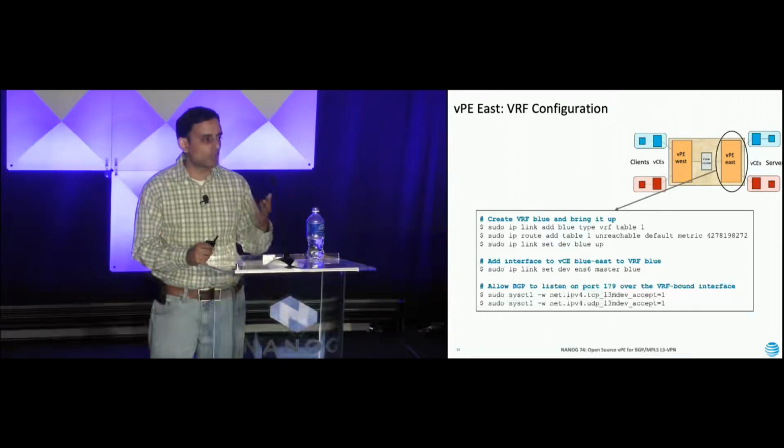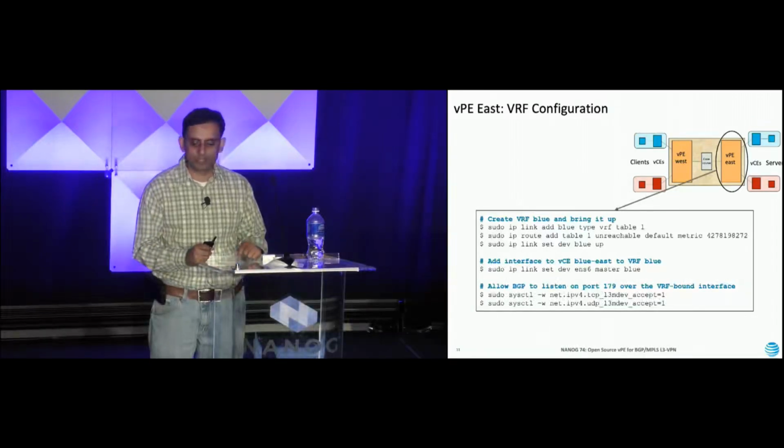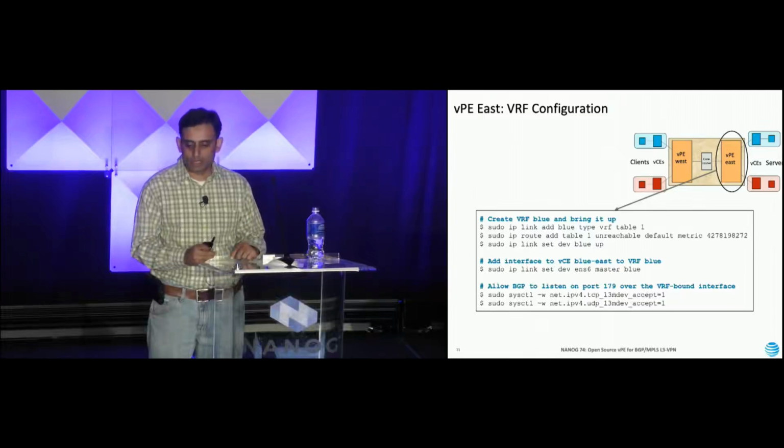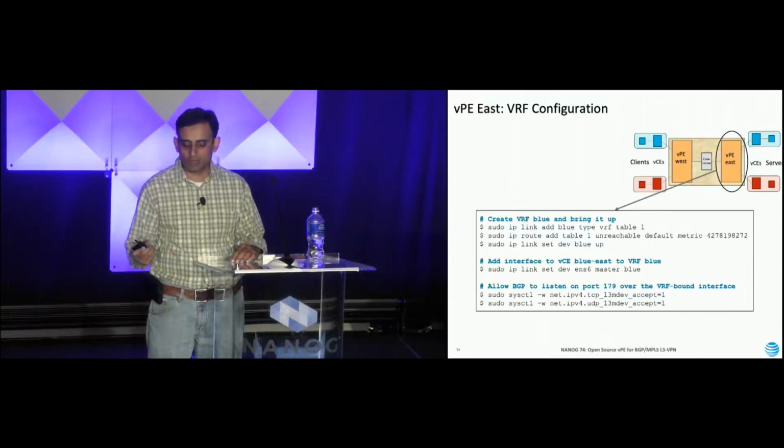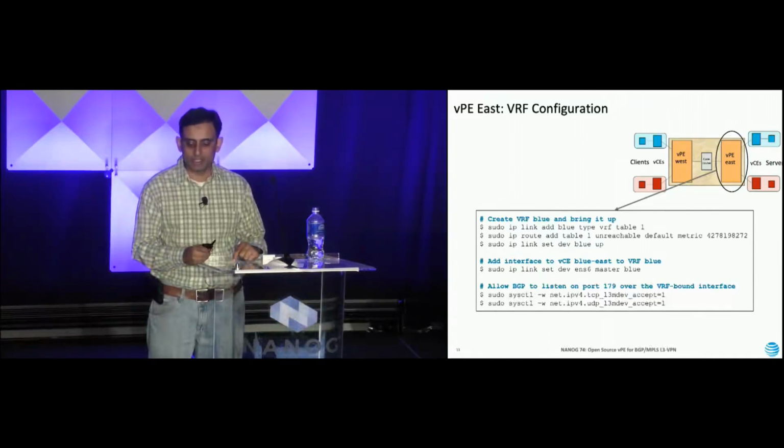Now we are going to move on to enabling layer 3 VPN service. The first thing we are going to do is enable VRFs on the Linux box at the Linux level. Again, this is on VPE East, and similar things were done on VPE West. On VPE East, the first set of commands create the blue VRF as a device and bring it up. The next command, the fourth command on the screen, adds the interface facing the VCE to the VRF. In this particular case, this is the interface facing VCE blue East, and it's added to VRF blue.